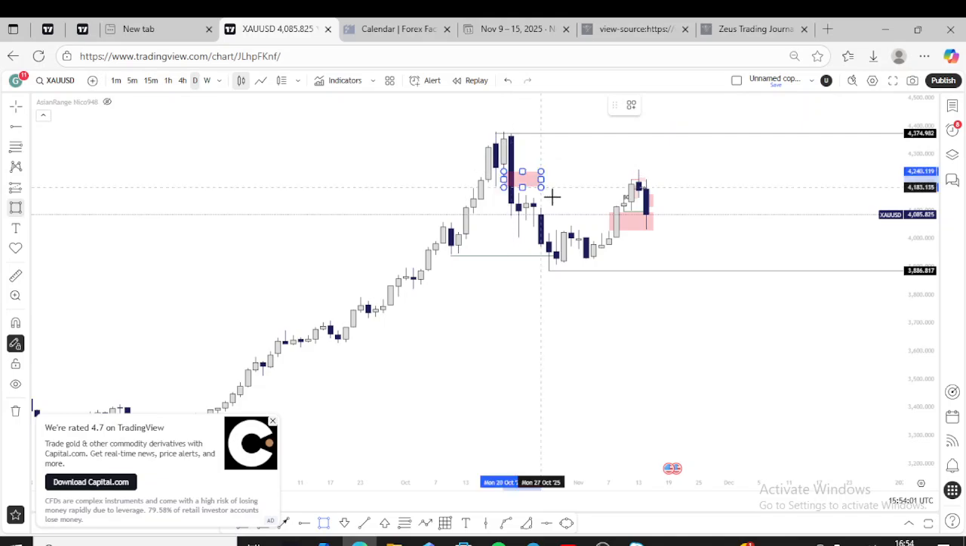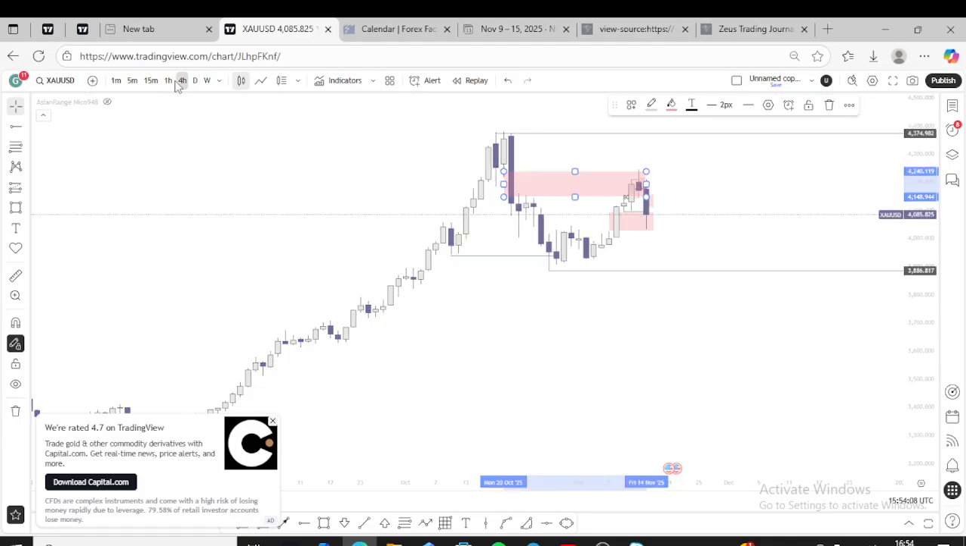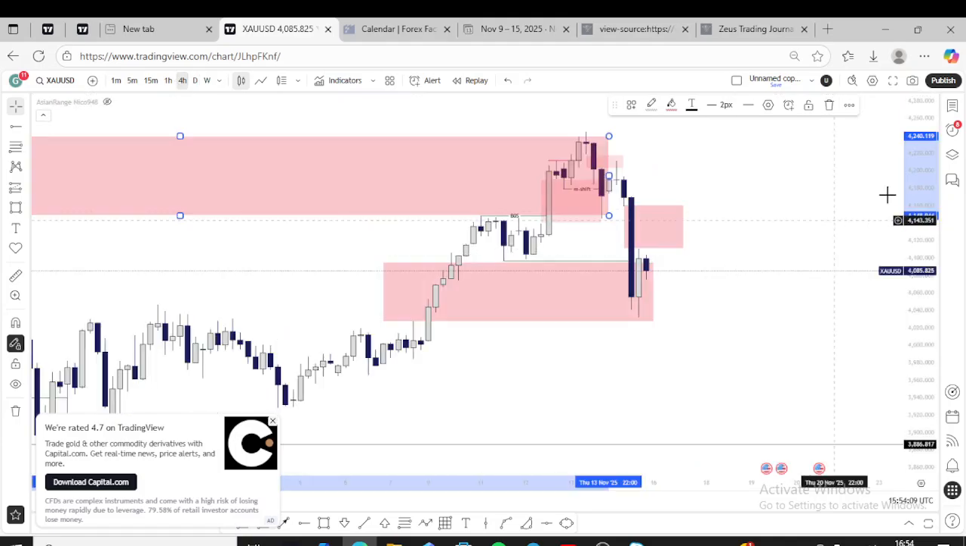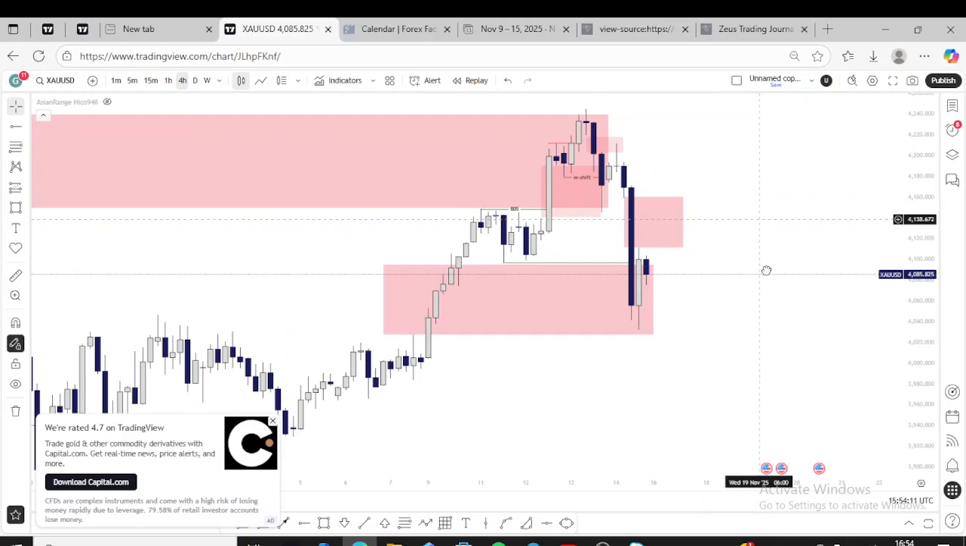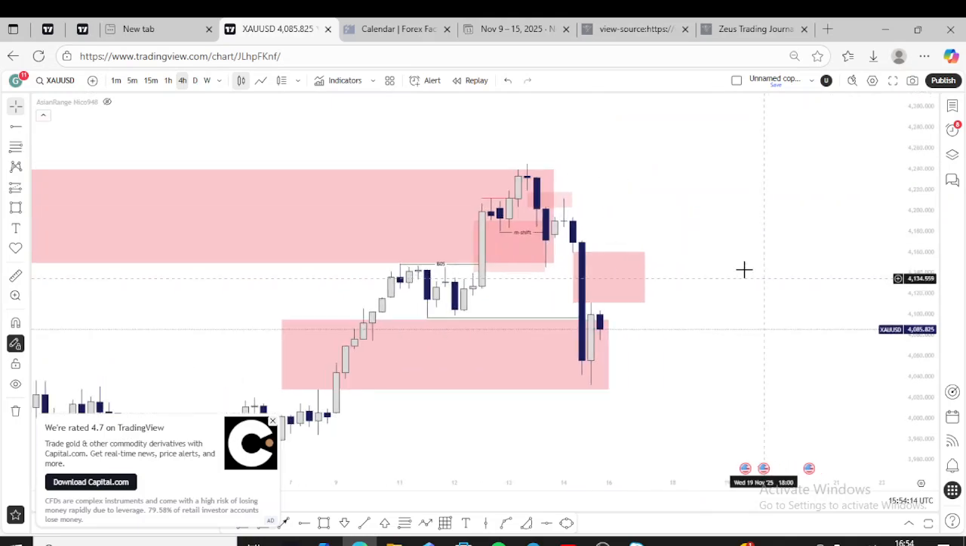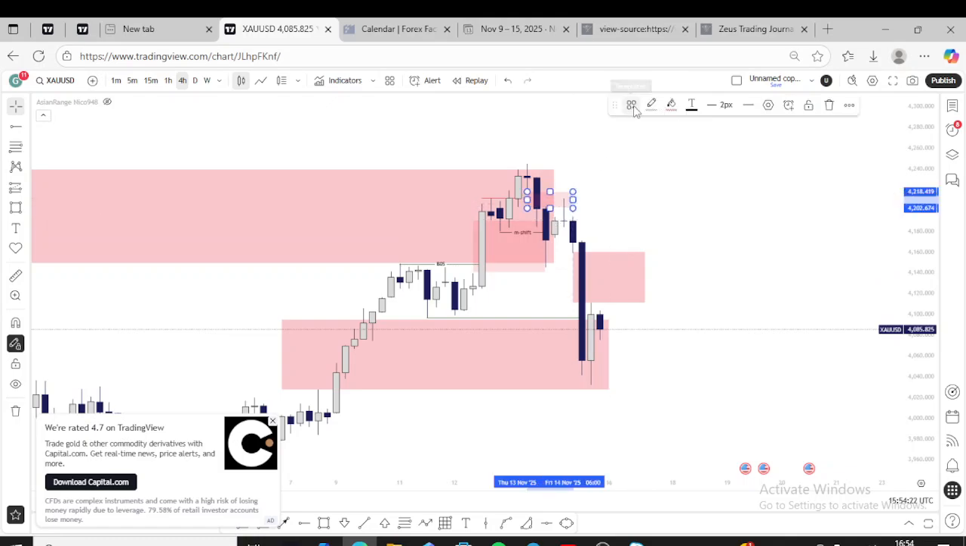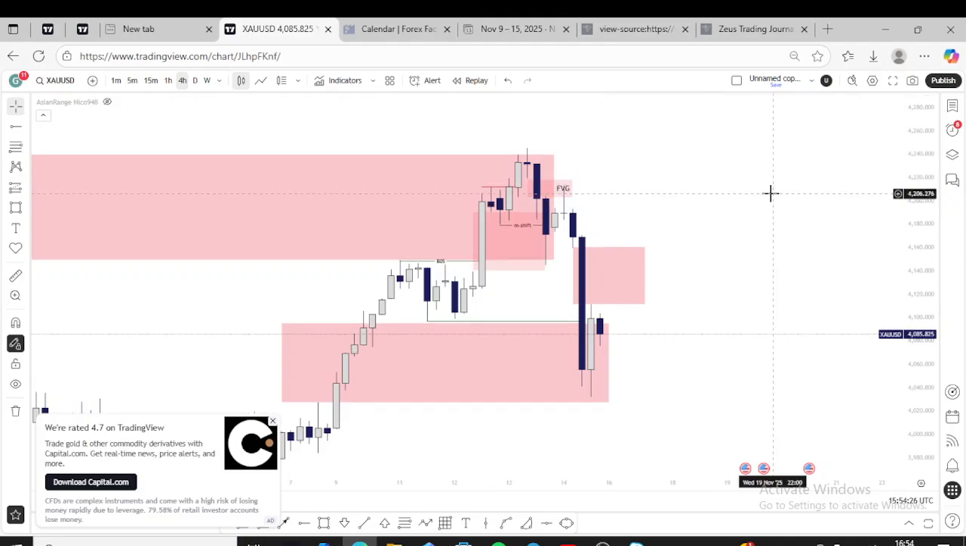So the market did react, and not just that, we had a 4 hours market structure shift, and that is also something else. And that 4 hours market structure shift created an imbalance, a fair value gap, before the market shifted structure. So now that is a lot of confluences, right? So I have taken note of that now.